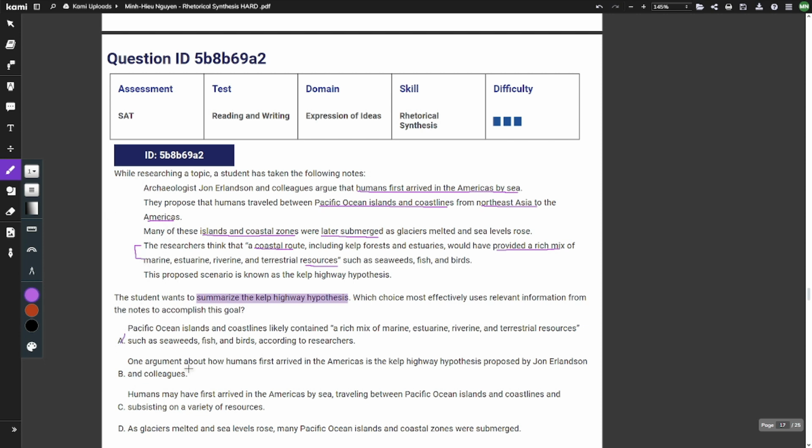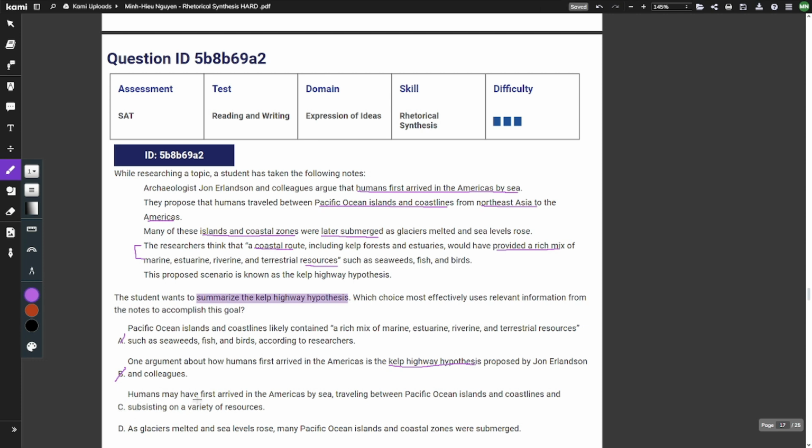B. One argument about how humans first arrived in the Americas is the Kelp Highway hypothesis proposed by John Erlandson and colleagues. Cool. It talks about the Kelp Highway hypothesis. Well, I mean, it says that it's one argument, but it doesn't specifically describe what this hypothesis even is about. So it's not going to be B.